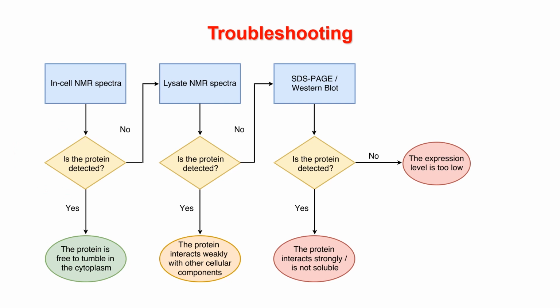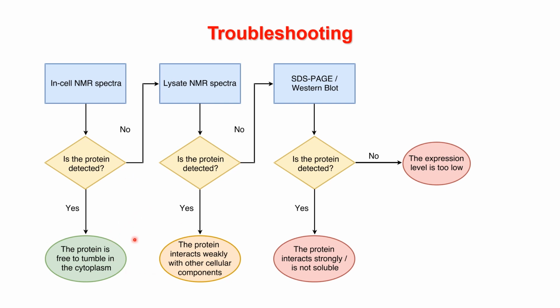If we do detect the protein, like in the previous cases I showed, that's nice. It means that the protein is behaving as in solution. That is, it's free to tumble, it's not sticking to anything, and you can see a beautiful spectrum. If you don't detect the protein, then you should first perform the NMR on the lysate. So you extract the protein, take it out of the cells, and then do you see the protein?